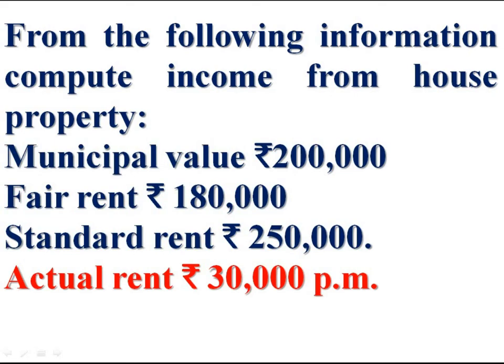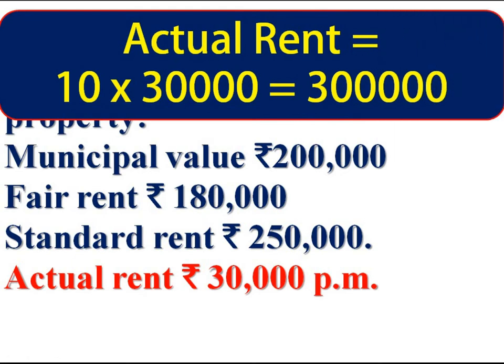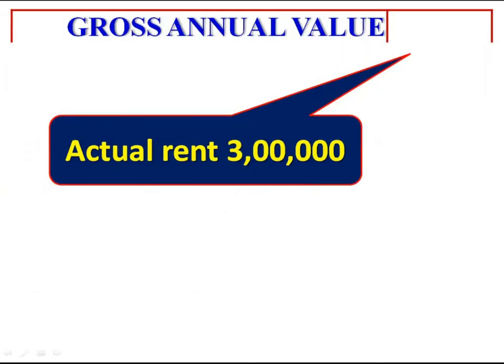The property let for 30,000 per month for 10 months. Actual rent being rupees 30,000 per month and it is let for 10 months because it remained vacant for 2 months. Previous year 2 months vacant. So rent is received for 10 months. Therefore, actual rent being 10 months into 30,000, rupees 3 lakh. This rupees 3 lakh is the gross annual value. Actual rent rupees 3 lakh, gross annual value.